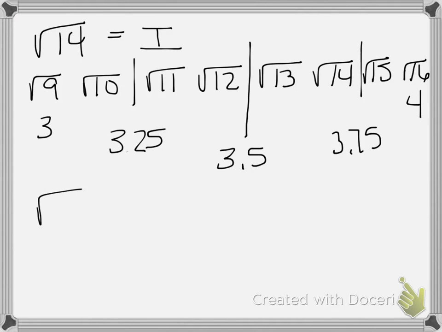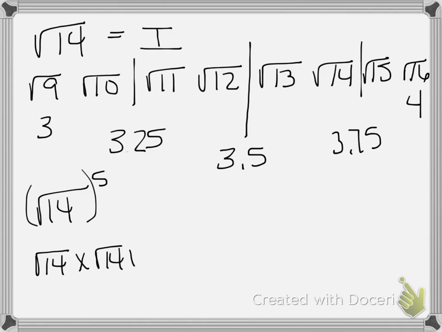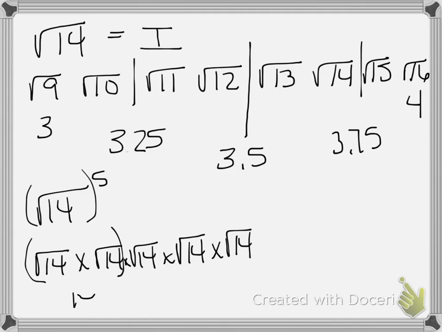So again, if I see the square root of 14, maybe to the 5th power this time. Well, if I think about it like this, it's the square root of 14 times the square root of 14 times the square root of 14 times the square root of 14. And one more. There we go. There's 5. So this squared would leave me with 14. This squared would also leave me with 14.